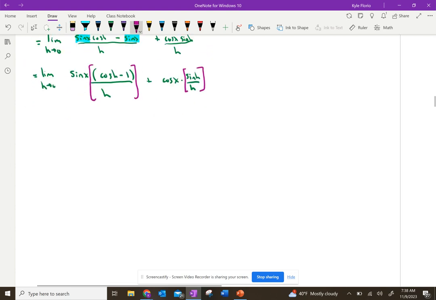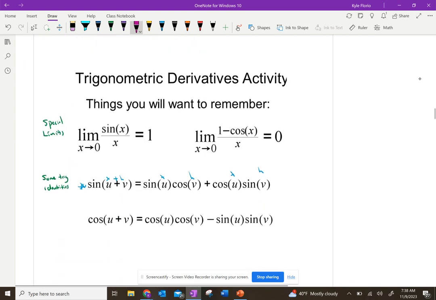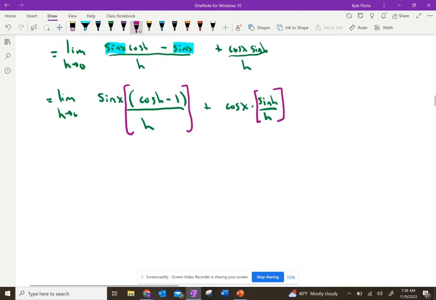So this is one of the special limits that's going to approach 0. Even if these are flip-flopped, that's still the case. So this is going to go to 0, and this one is going to go to 1. So as h goes to 0, this becomes 0. And as h goes to 0, this goes to 1. Sine of x doesn't have any h in there, so x and h aren't related. So as h goes to 0, sine of x is still just sine of x. And same with cosine of x. 0 times sine of x is just 0.